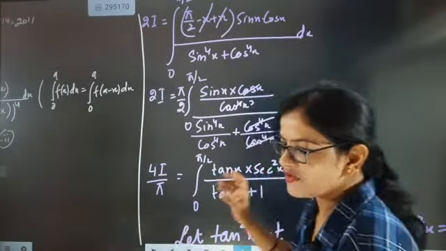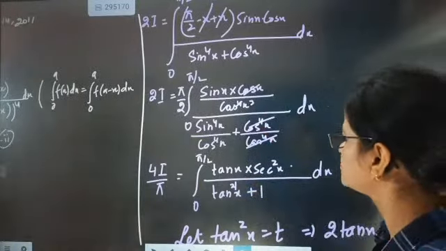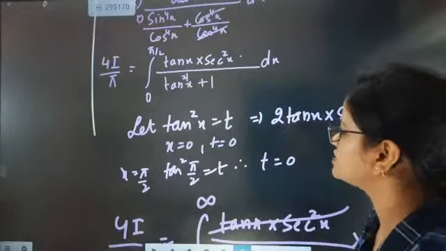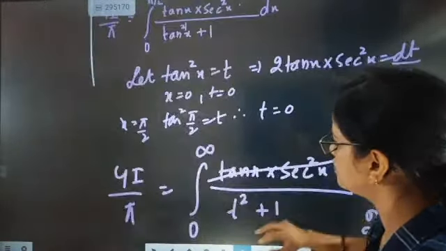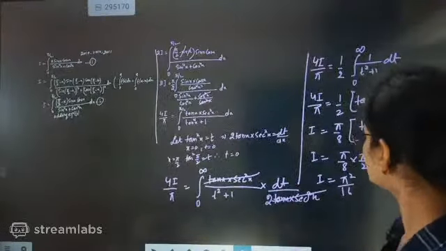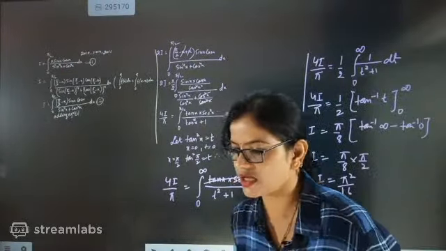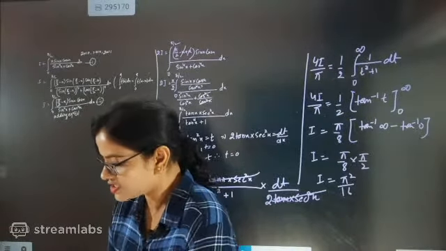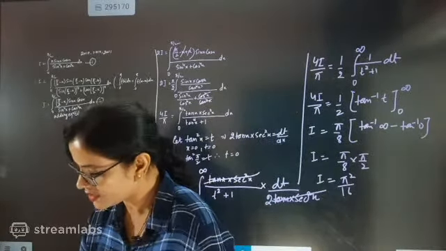Once you have divided by cos to the power 4x, then this part is coming, then take tan square x equal to t, and then whatever you wish you do, the answer is coming this much. So I will be equal to pi square by 16. I is coming as pi square by 16. Shall we go for the next one?